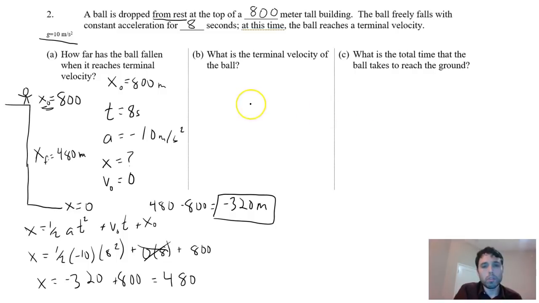All right. Let's go to part B. What is the terminal velocity of the ball? All right. What am I looking for? What are my givens? Again, I know my initial velocity was 0. I'm accelerating at a rate of negative 10 meters per second squared.